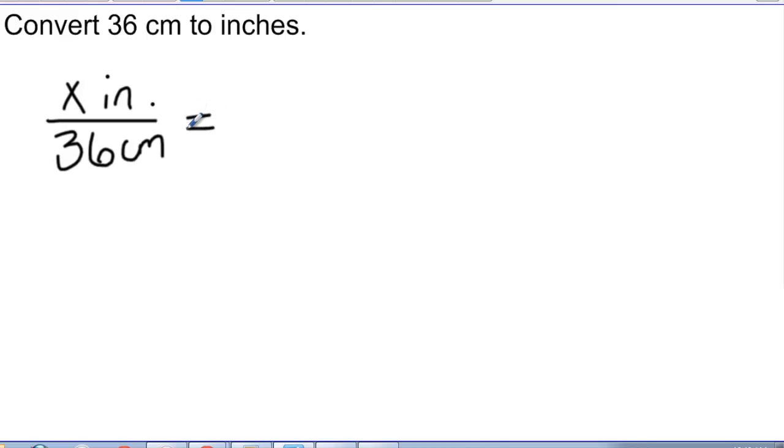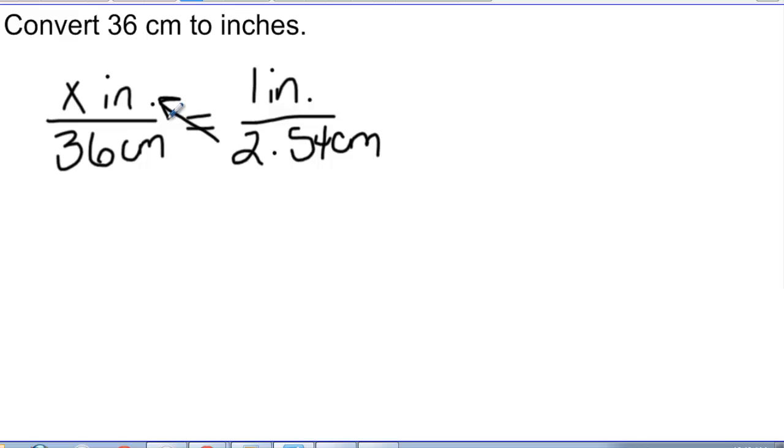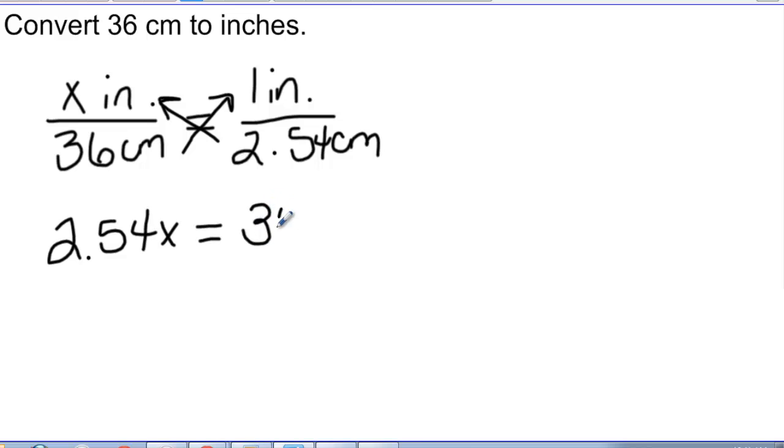And I'm going to set up a proportion. So I need to have a rate that is equal to this one. And I'm going to use my conversion factor. I know that 1 inch, and again, you can either look this up online or in your textbook, is exactly equal to 2.54 centimeters. So I write that conversion factor as a rate. And now again, I'm just going to cross multiply. So I will end up with 2.54 times x equals 36 times 1 is 36.